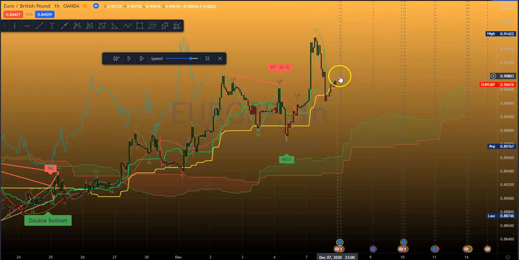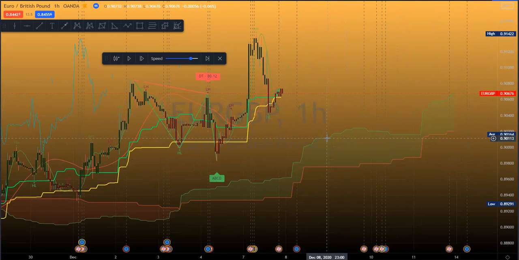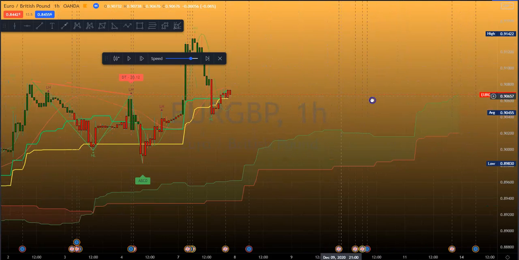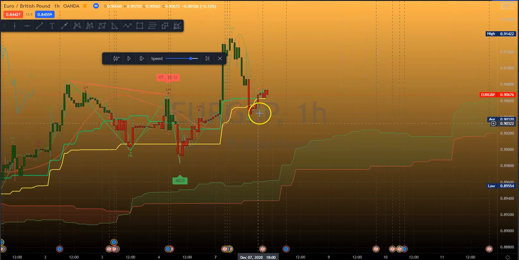If it drops through here, let's do the math, because sometimes it does this and you're like, what should I do? The EMA is below, so the EMA is on the sell side. The bars are on the sell side. The lagging lines are on the sell side. What else is on the sell side? The double top is on the sell side. It seems overwhelmingly sell, right?